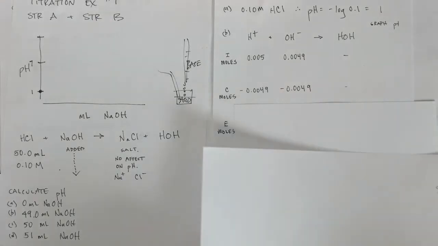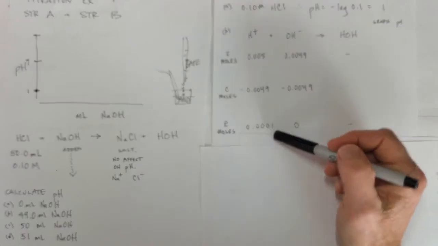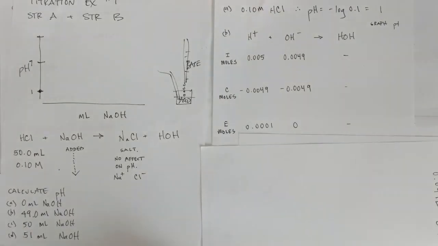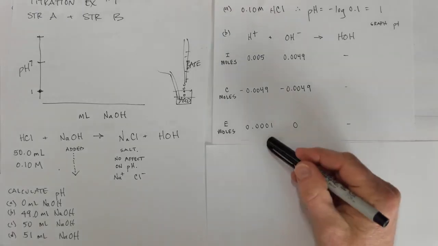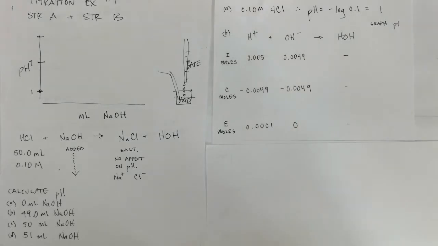And then in the end, we'll just do a subtraction. Of course, this one will end up being 0, and this one ends up being 0.0001 moles of H plus remaining. The reason we wanted to be in moles is so that we can compare the amounts of each of these, and then when we add the volumes of each, we have 50 plus 49, or 99 milliliters inside of our container.